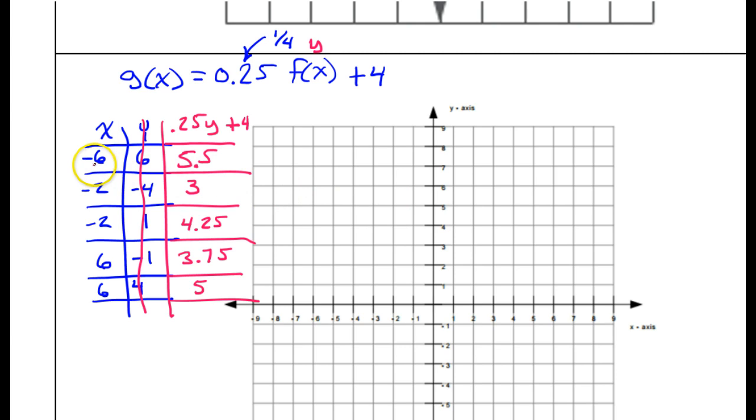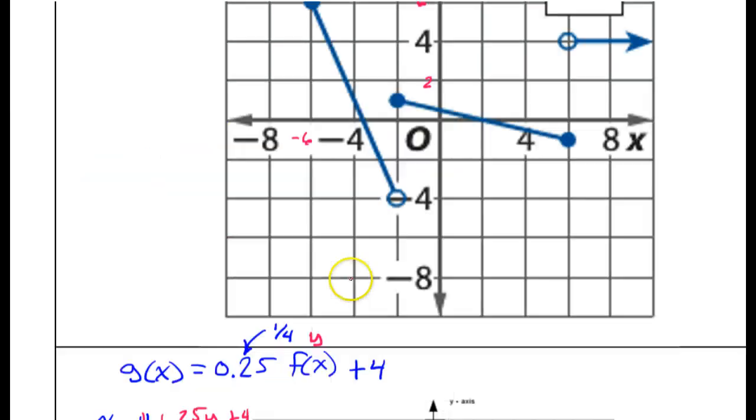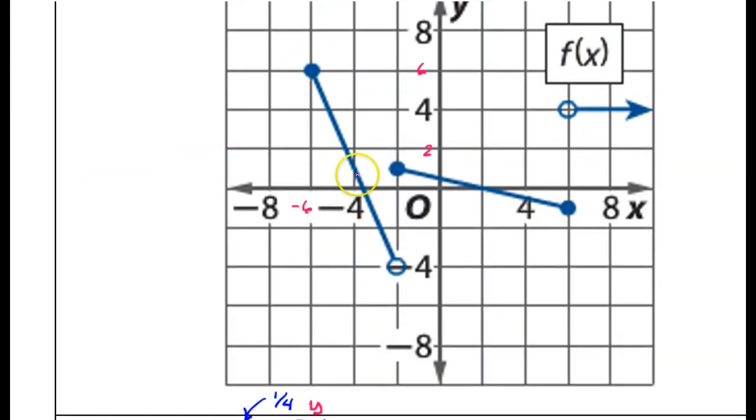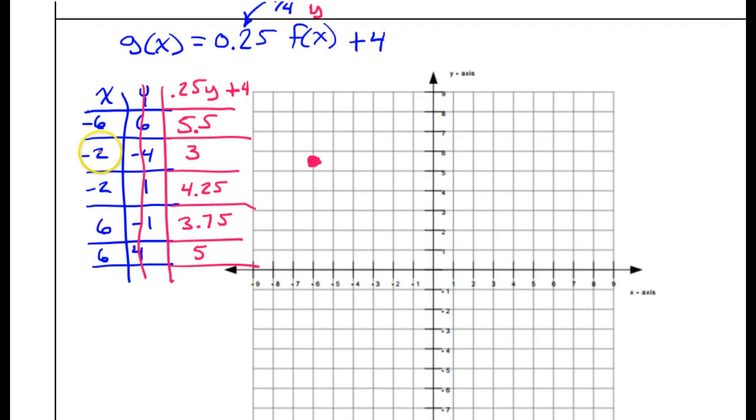So the point -6, 5.5. Okay, so here's -6. 5.5 will be right here. And I believe this first point was a closed circle, so I have to keep track of that. The next point is an open circle, so be careful. So I have -2, 3. So here's -2, 3. This will be an open circle. So this piece of the graph is going to look like that.